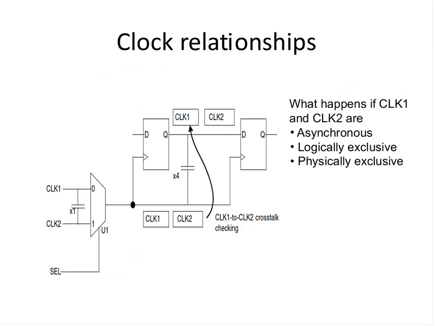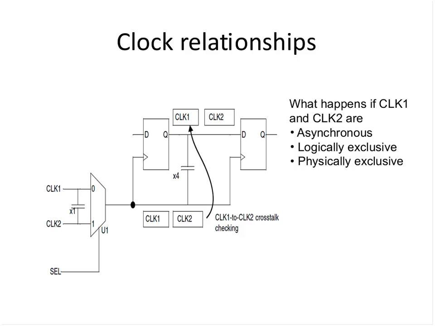Now let's talk about clock relationships. We talked about timing windows. We saw how noise and crosstalk analysis is affected by timing windows. We saw a few examples where there is more than one aggressor. Now the timing windows depend a lot on the clock. In fact, if you have multiple clocks, then your clock relationships will affect your timing windows.